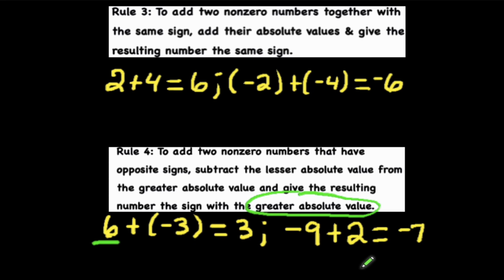And another thing I would like to say about this is that just think of it this way. When you have opposite signs, you're going to subtract, right? So the sign is always going to be the same as the number with the greater absolute value. Okay, so that's all this rule is really saying. All right. Okay, so hopefully that's making some sense. And let's go over to our last rule, which is rule number 5.